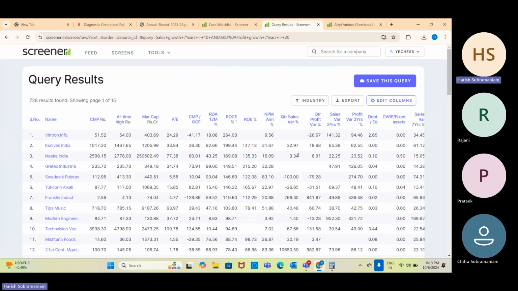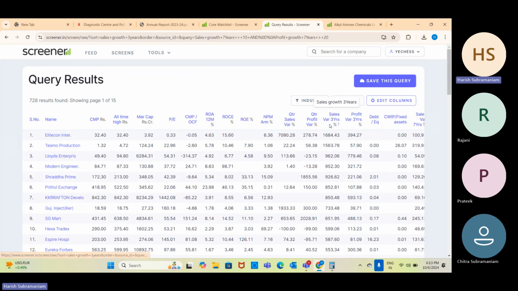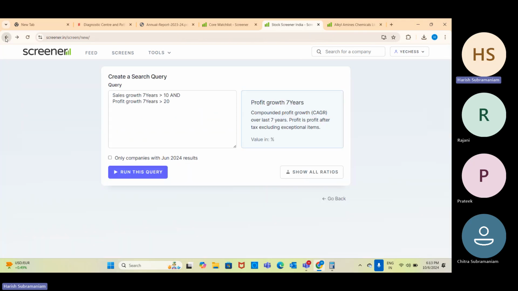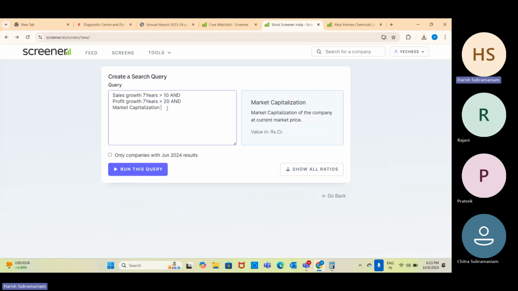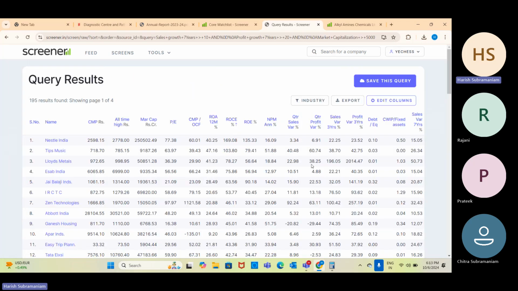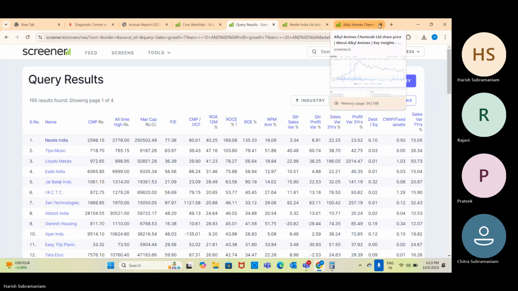There are many different parameters that we will see, but one of the key things is we'll also look at market cap. We want slightly larger companies. We don't want small companies. Market capitalization is greater than 5,000. Let's just try this. Okay, so we have some good well-known companies here. We would have all heard of Nestle India. So we'll start with Nestle India.